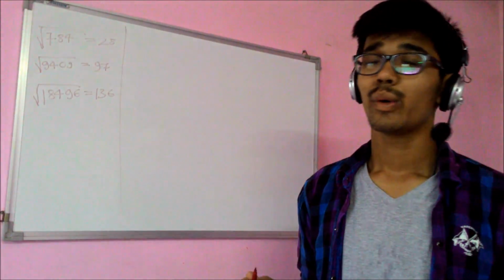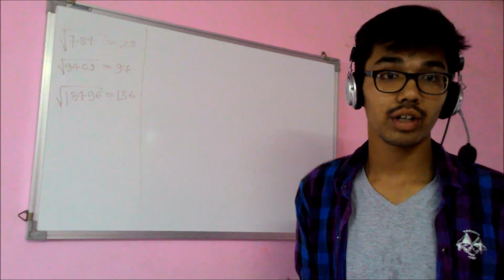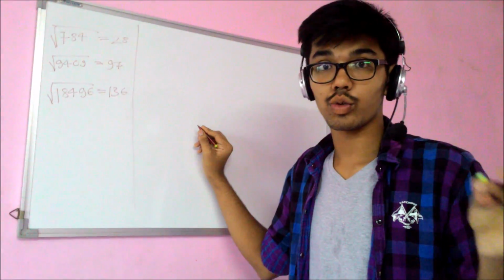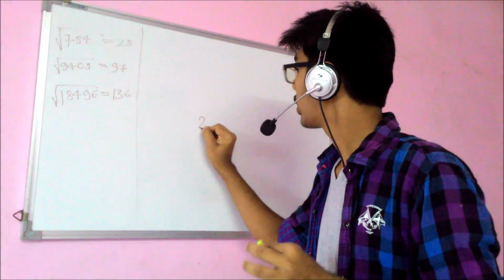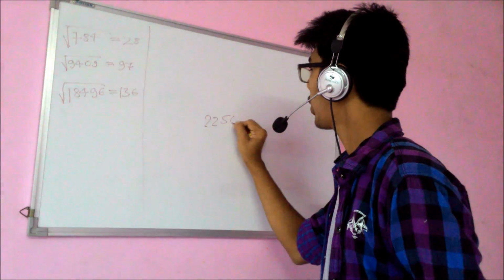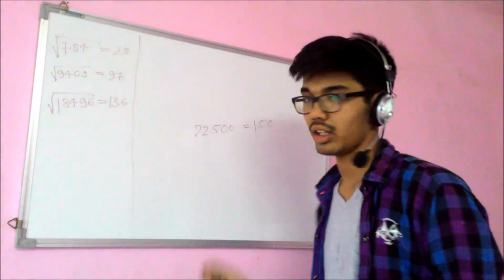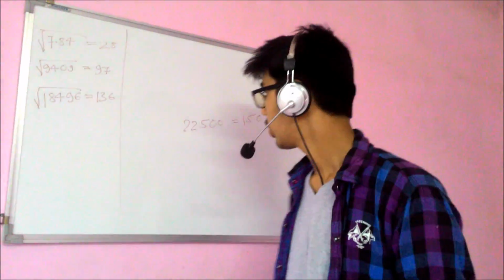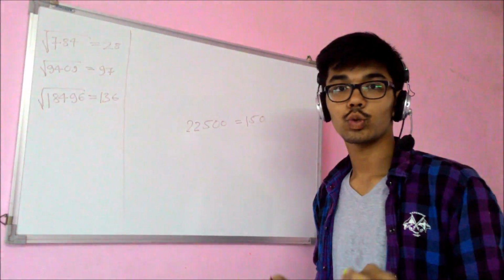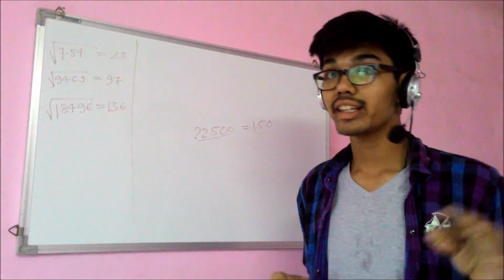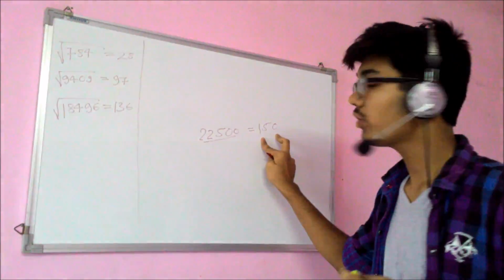Now, we'll try to take the square root of a number which is greater than 150. As we know, the square root of 22500 is 150. So, we try to take the square root of a number greater than this. The technique varies beyond 150.